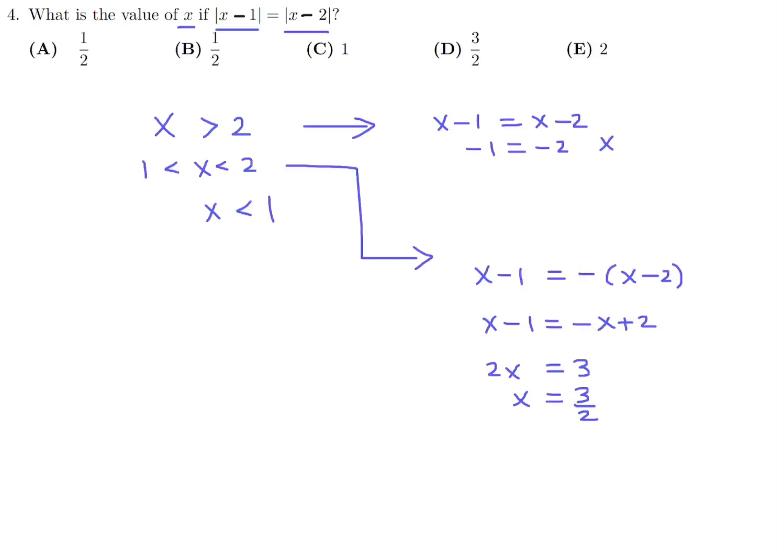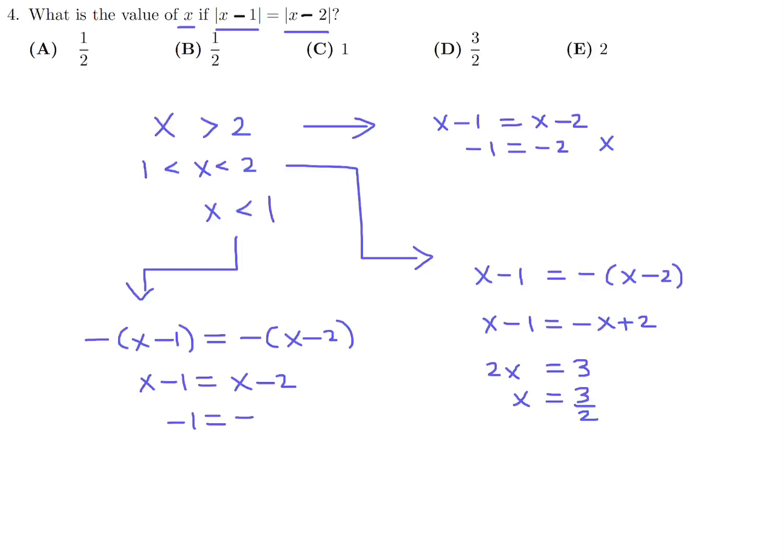All right, just for the sake of completion, let's do this one, x less than 1. When x is less than 1, you get minus x minus 1 is equal to minus x minus 2, like that. So the negatives cancel and we get x minus 1 is equal to x minus 2, and this is the same scenario as before where this gives us no solutions. So the only solution we got was x equal to 3 over 2, and therefore number 4, the answer is D.